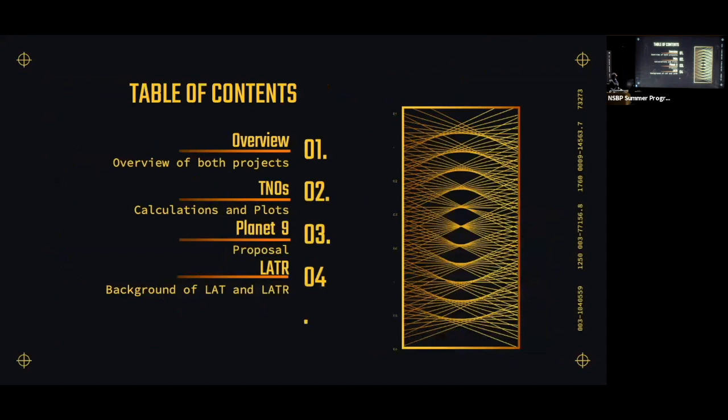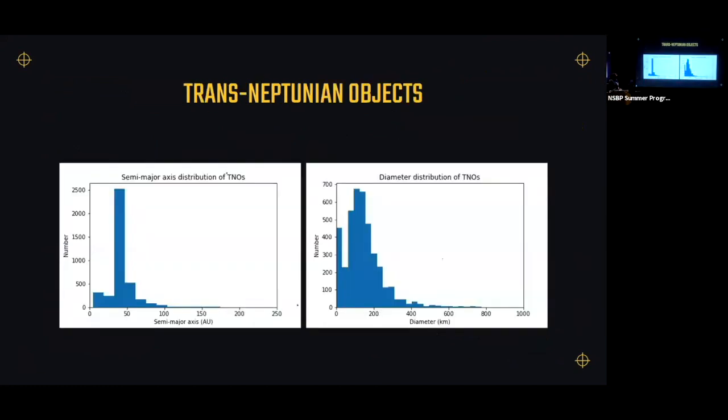So here is a quick look at what I'm going to be talking about today. My projects were theory and instrumentation, so I'm going to talk a little bit about both of them. I'm going to introduce some TNOs, some calculations and plots that I did, as well as talking about a proposal that we submitted a few days ago for Planet 9 research, as well as the LATR, which I will explain in a little bit.